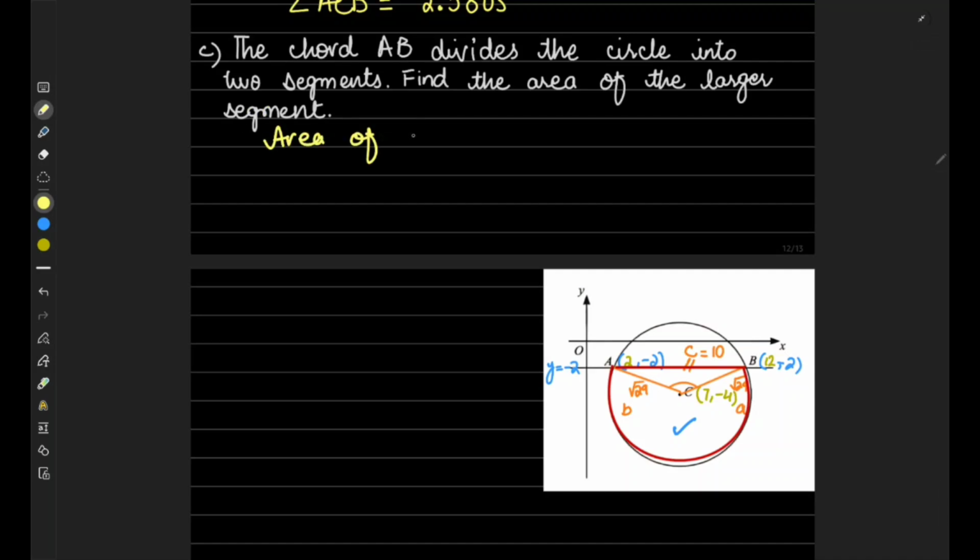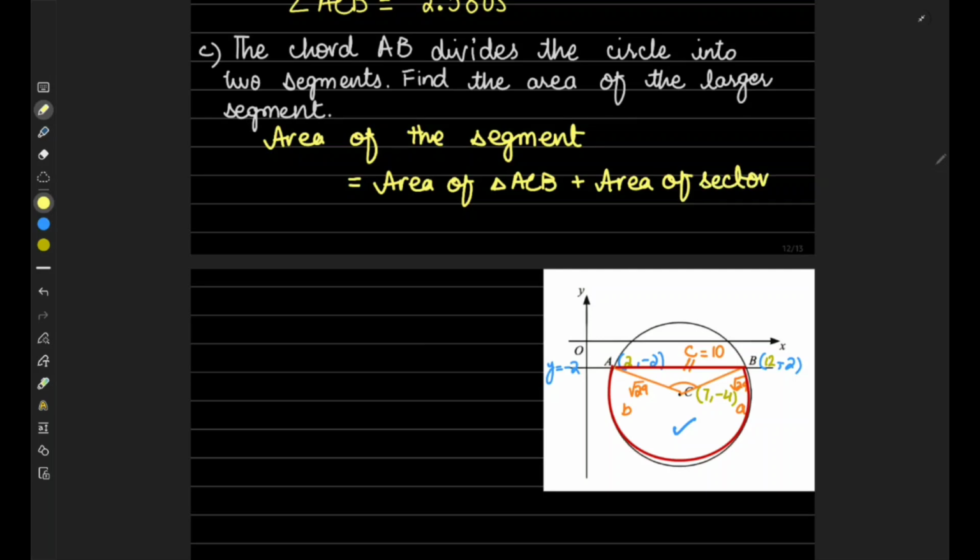Okay, so the area of the larger segment would be equal to area of triangle ACB plus area of sector ACB. Okay, so we will be using this equation for this question. This is what we get from the diagram. So now find it out.